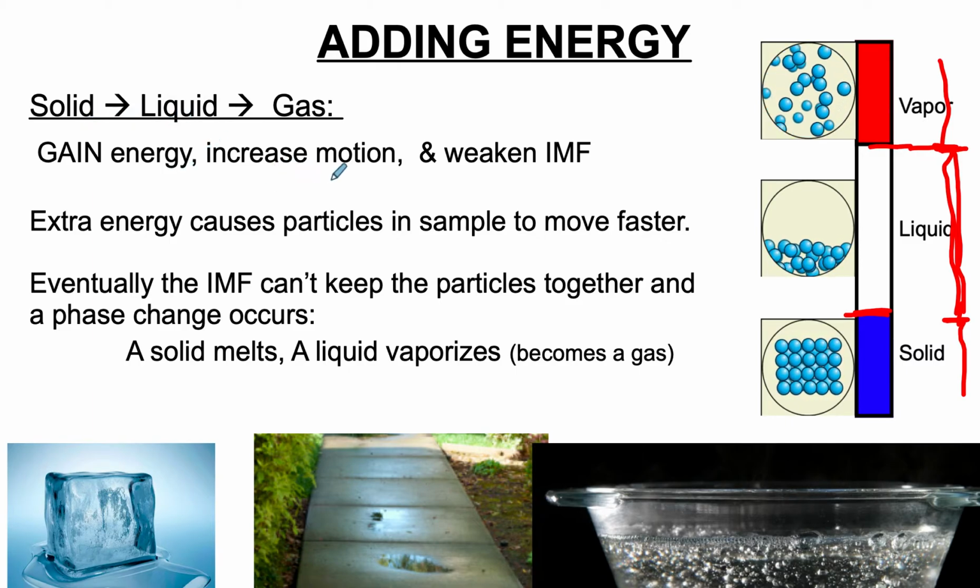Why? Because the motion is increased, the intermolecular forces get weaker and weaker and weaker until there are no intermolecular forces all the way up here at the gas. And obviously that extra energy causes those particles to move faster. The intermolecular forces can't keep the particles together, and a phase change occurs. So the faster these molecules in the ice move, the more it's going to melt. Then it turns into liquid.